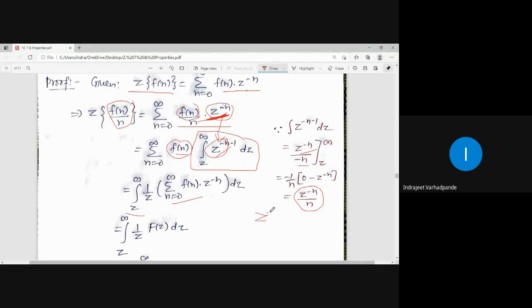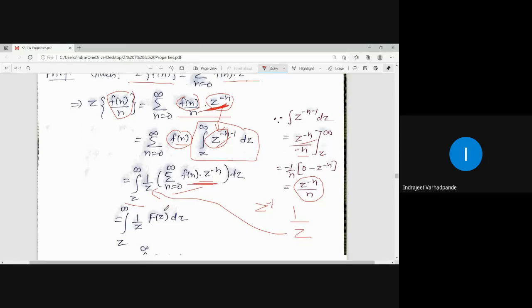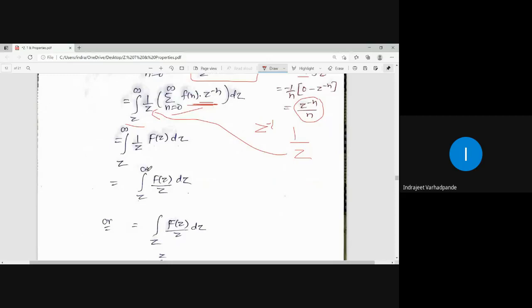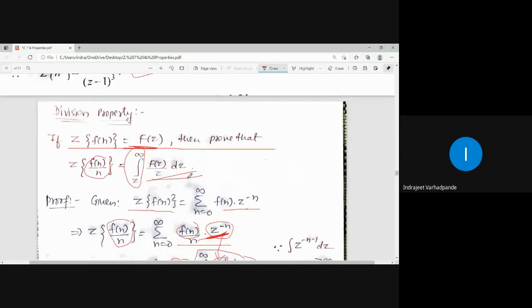What did I write this z to the power minus 1 as? 1 by z, and we transferred it outside the summation because the summation is over n. So I am getting the answer as the integral from z to infinity of 1 by z multiplied by the summation n equal to 0 to infinity of this. What is this? This is the definition of the z transform. So what remains is the integral from z to infinity of 1 by z F of z dz, that is, the integral from z to infinity of F of z upon z dz. And I think this was only the result.